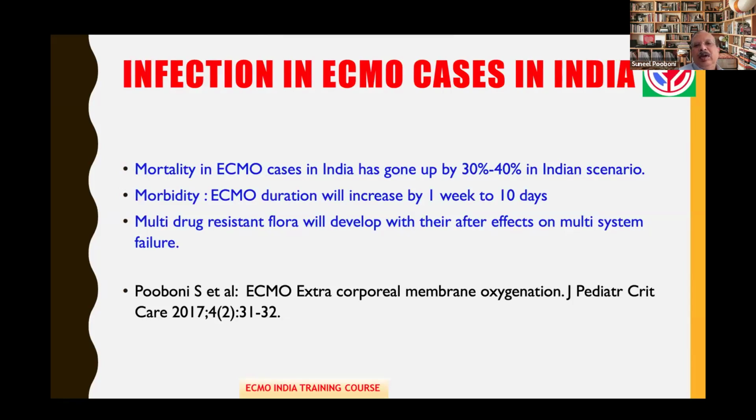Mortality in ECMO cases has gone up by 30 to 40% in the Indian scenario. ECMO duration will increase by 1 to 10 days, as I mentioned. Multi-drug resistant flora will develop with their after effects on multi-system failure. This is when we did the study in 2017. There is a need for further studies.